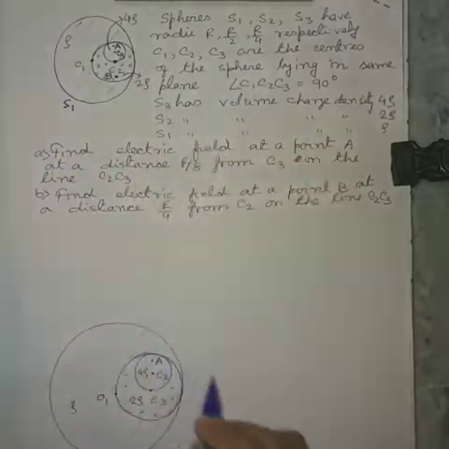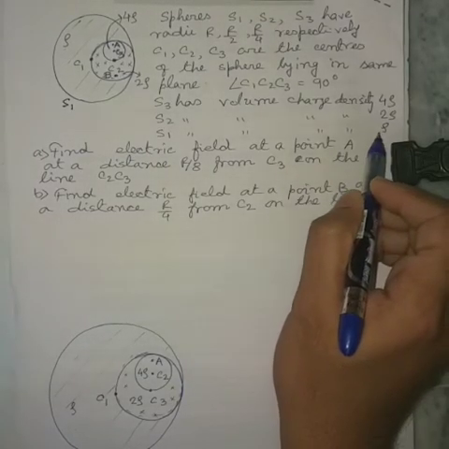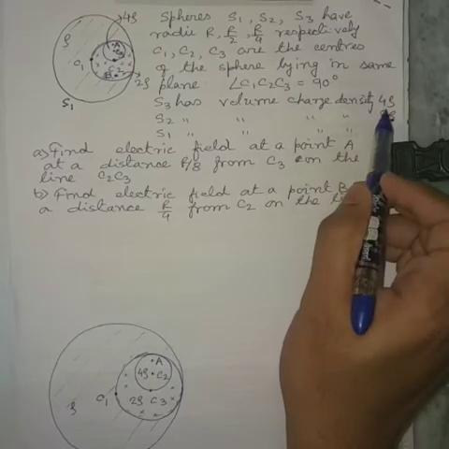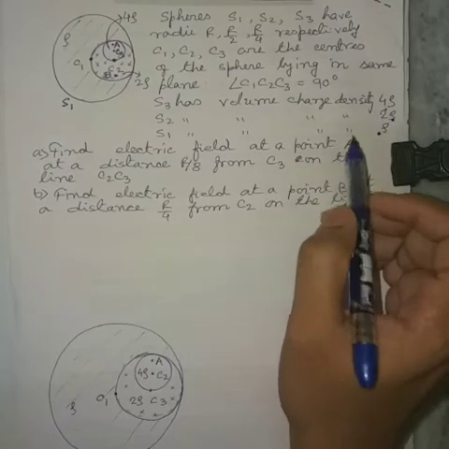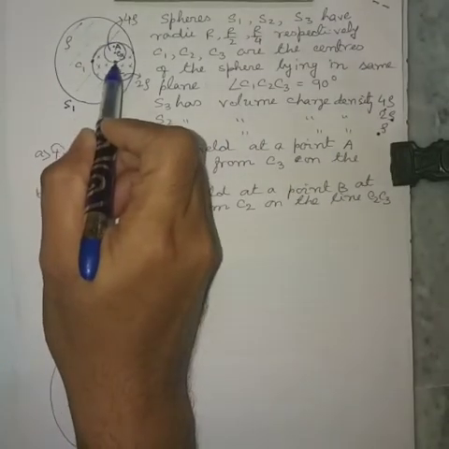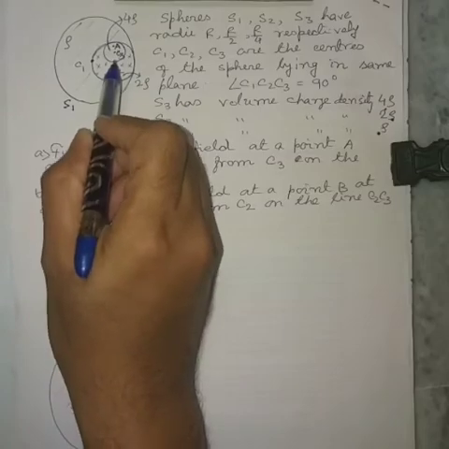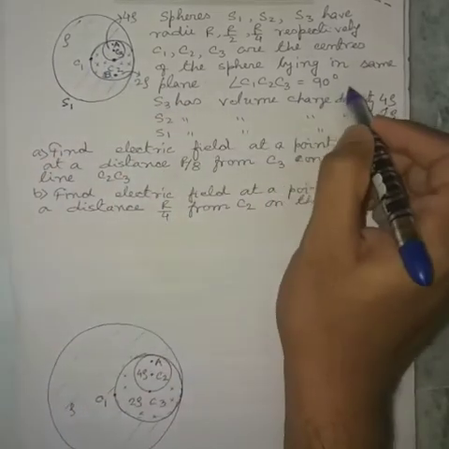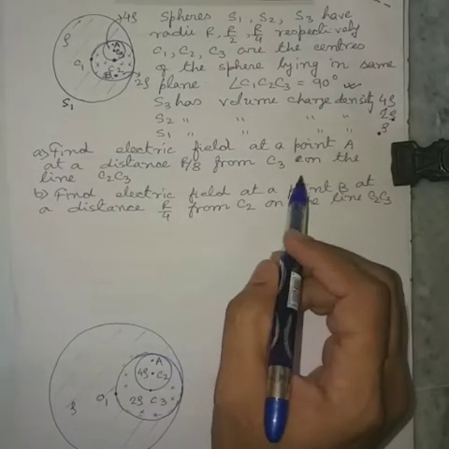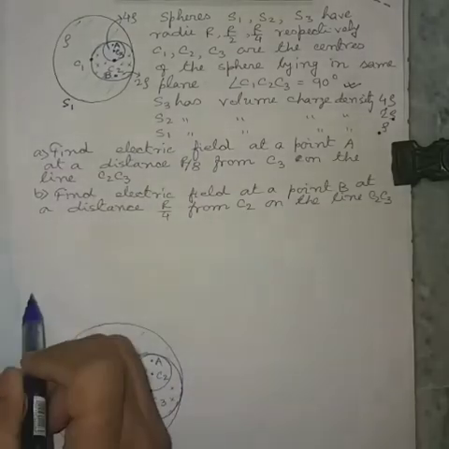S1 has volume charge density rho, S2 has volume charge density 2 rho, and S3 has volume charge density 4 rho. The centers are placed such that C1, C2, this is C2 and this is C3. This angle is 90 degrees. Now you have to find out electric field, first, at a point A.